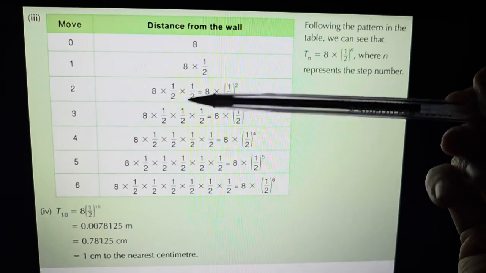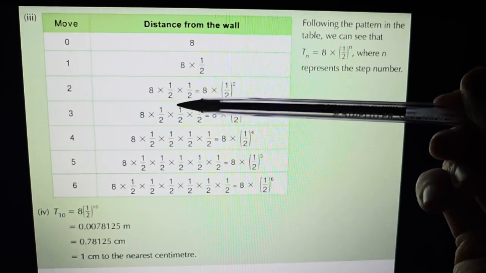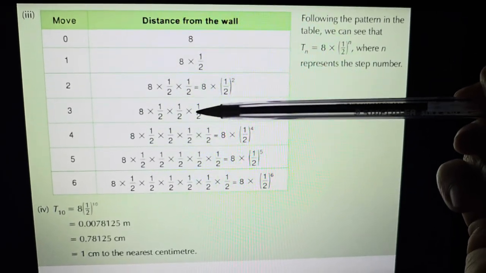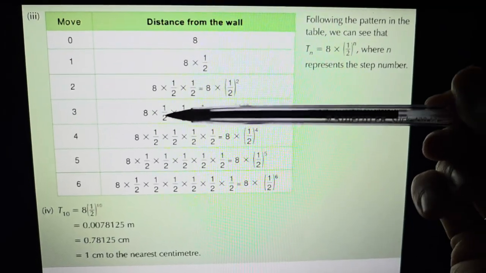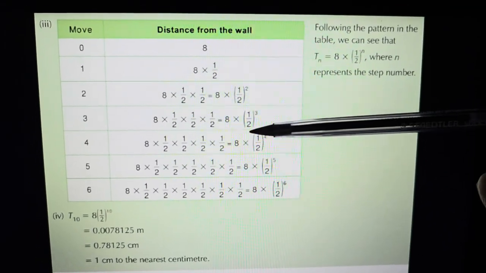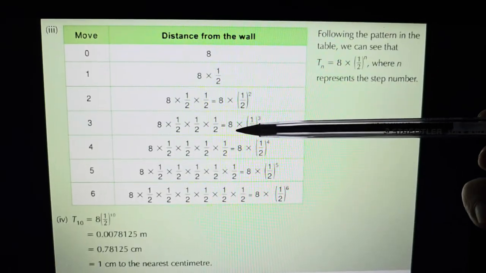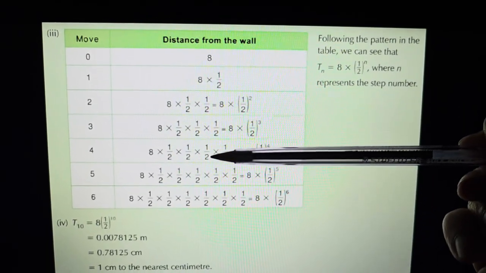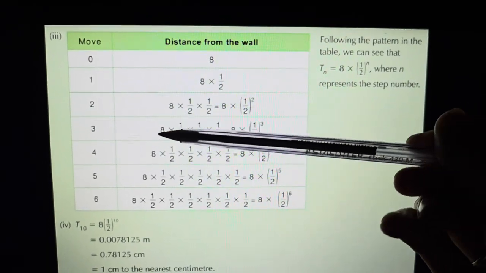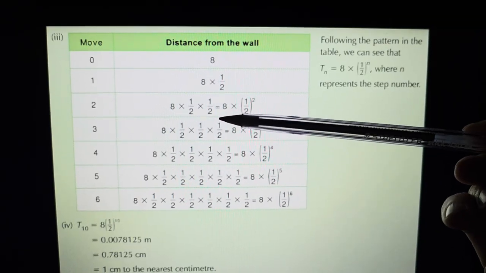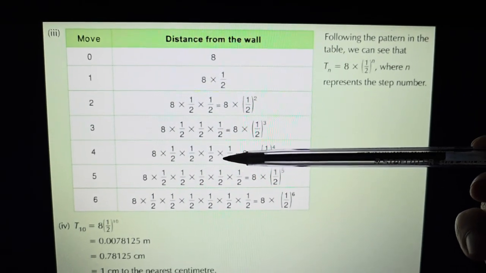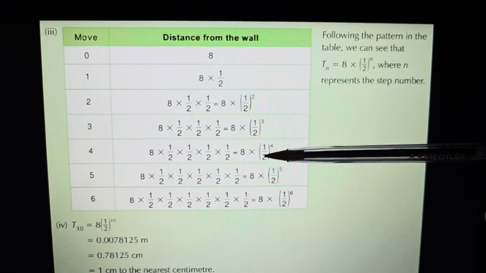Then to get her next distance from the wall, you multiply her previous answer by a half again. To tidy that up using rules of indices, a half by a half by a half is a half to the power of 3, multiplied by 8. To get her next distance, you multiply her previous answer by a half again, and tidying that up, it'll be 8 times a half to the power of 4.